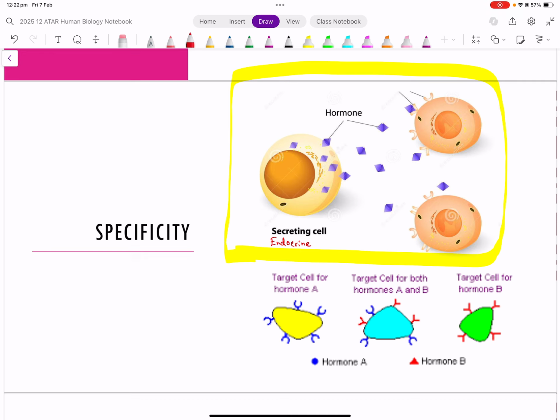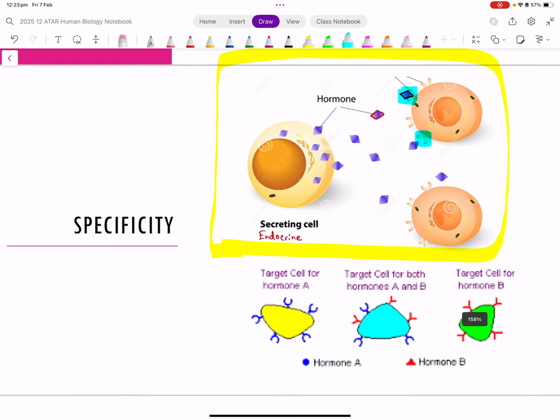And what we can see about this hormone is it has this unique structure. And this unique structure is complementary to this receptor that I'll highlight in blue on this particular cell. You'll notice that the cell in the bottom right of this yellow box does not have the complementary receptor, and so this hormone will not have a response.